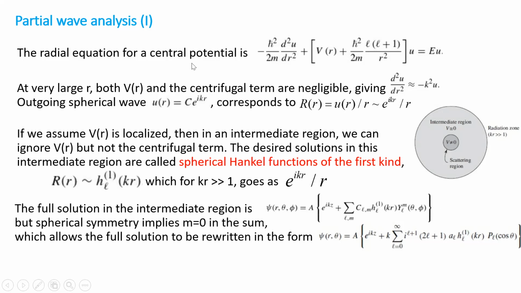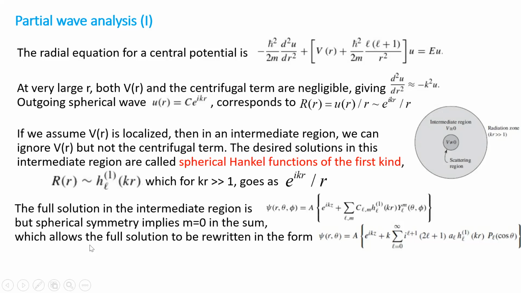But as long as we have a central potential, we have spherical symmetry. And if we have spherical symmetry, then the answer for our psi cannot depend on phi. And if it can't depend on phi, then m must be 0, because m not equal to 0 has a phi dependence. So we can't have a phi dependence here, and we can restrict this sum to just m equals 0.